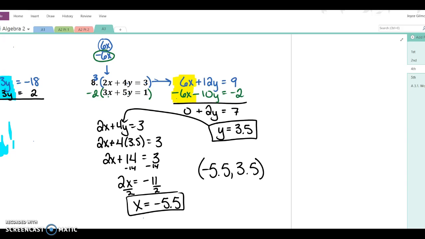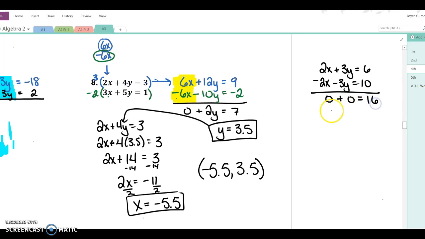Now, the stuff we talked about yesterday, sometimes when you're doing one of these systems, you don't have to write this down, but say you had something like this. You added the system together, you'd get 0 plus 0 equals 16. If both of your variables eliminate and you're left with a false statement, it still means no solution. If both of your variables eliminate and you're left with a true statement, that would be many solutions. So the stuff we talked about yesterday, when everything goes away, that still stands.